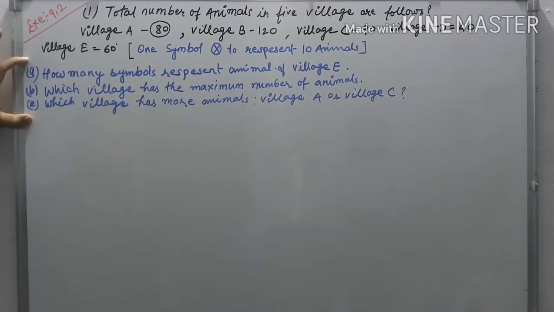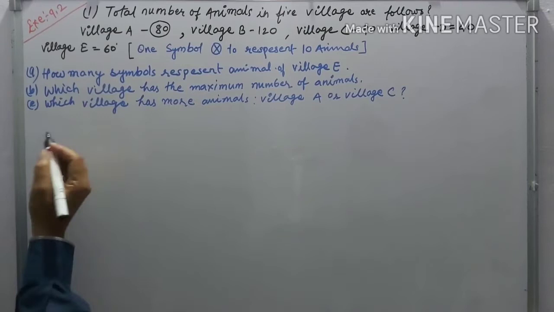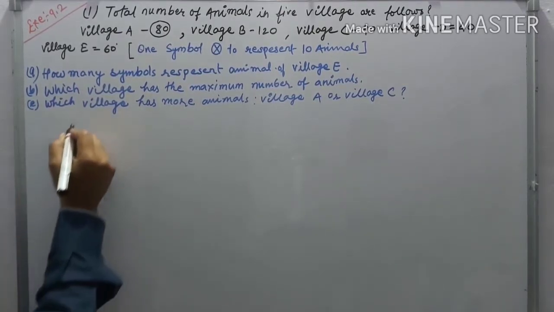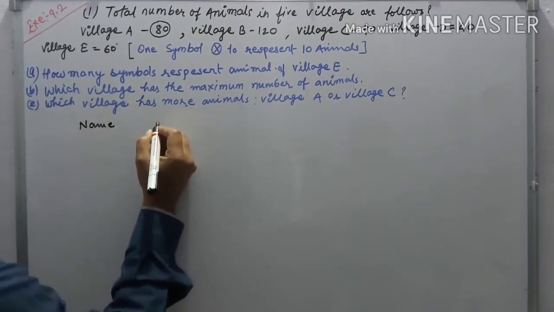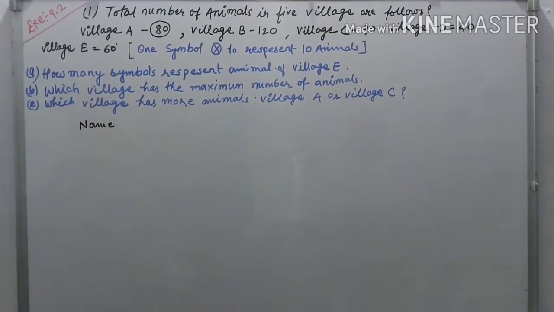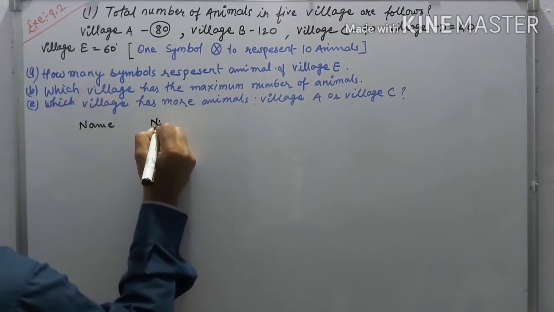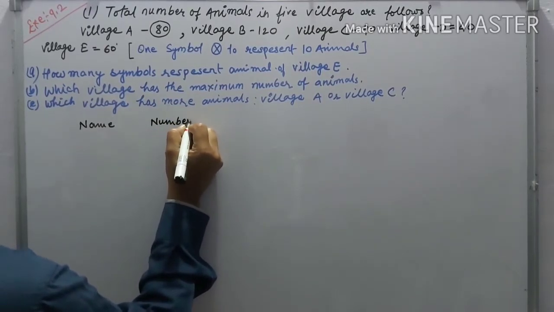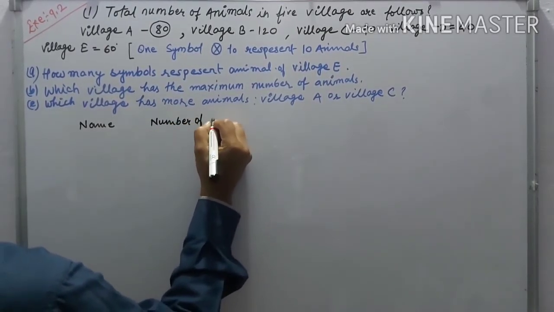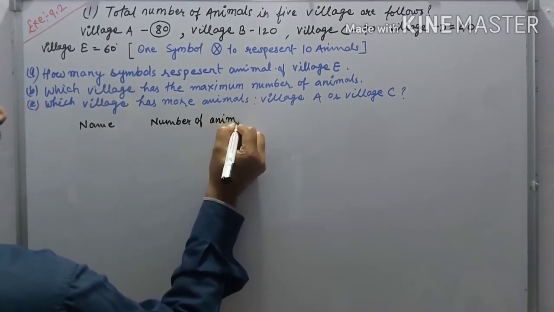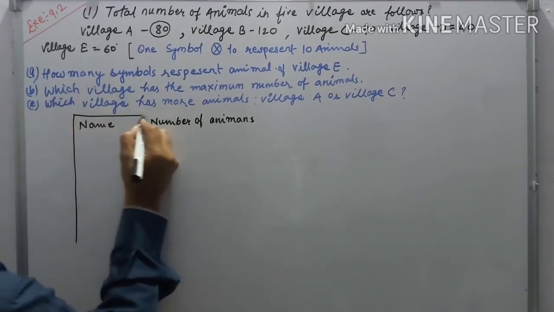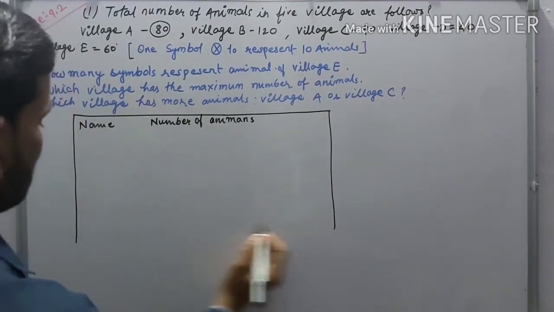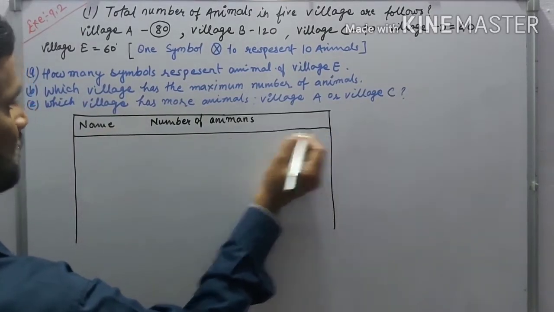So first we will draw a pictograph. Now the pictograph has 3 columns. First is the name, second is the number of animals, and we draw the graph. It is called the picto table.